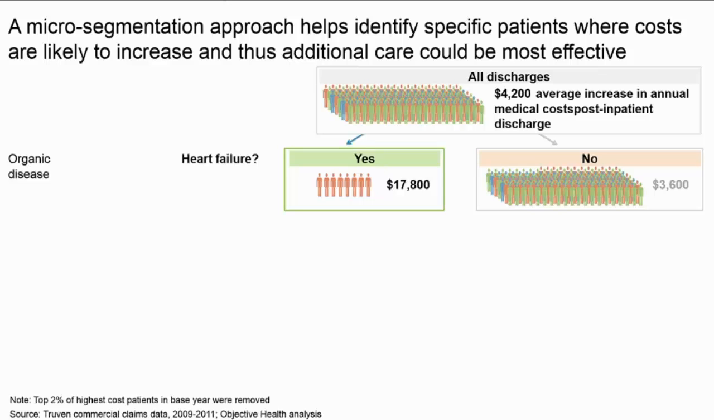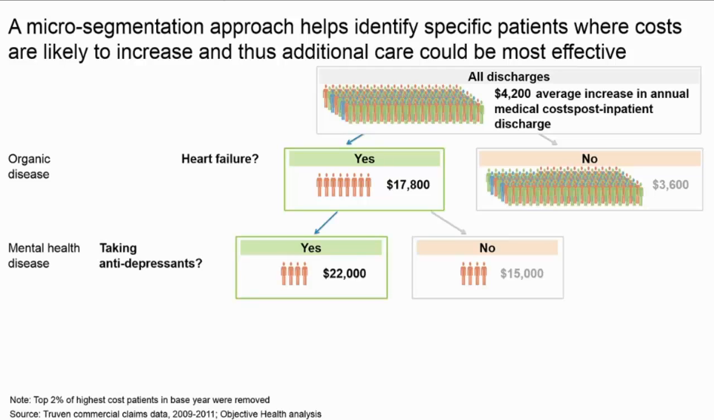The first way you might build a segment is to look at heart failure. If you were to choose one variable, you could do worse than to look at heart failure. If you are a patient with heart failure, your costs are expected to increase $17,800 from one year to the next. In addition, heart failure is an organic disease, a chronic disease.